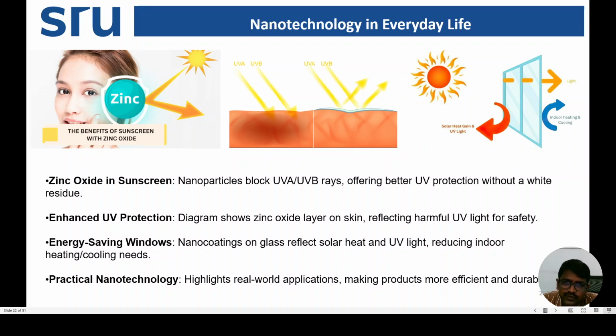Here also nanotechnology comes into the picture. For example, all these sunscreen lotions and creams are made up of nanomaterials. If you apply this cream on your skin, it will protect your skin. It will reflect the UV rays so that our skin is not damaged to that extent. So see some of the sunscreens: zinc oxide in nanoscreen.